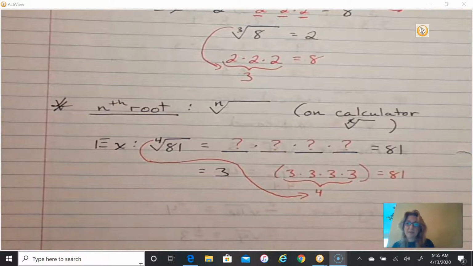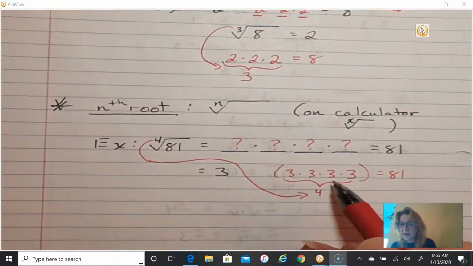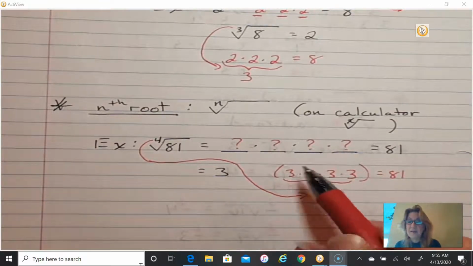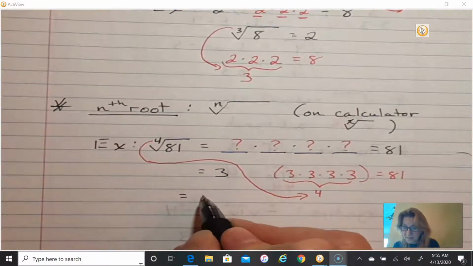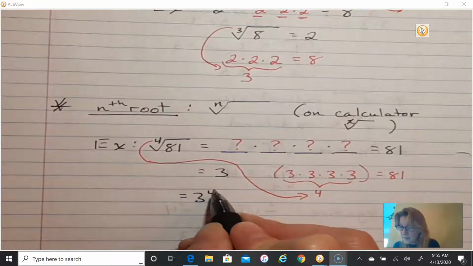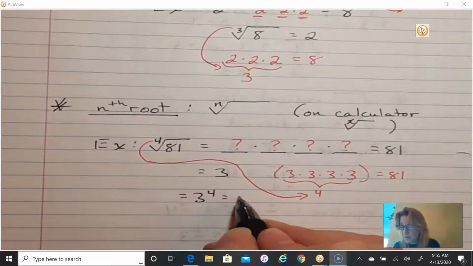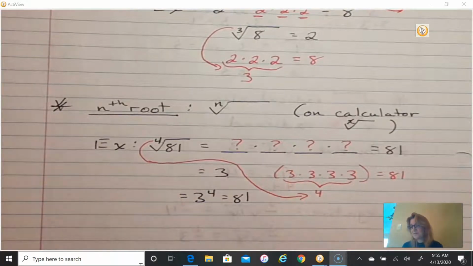See that? 3 multiplied by itself 4 times gives us 81. Looks like this. So 3 to the 4th power gives us 81. Okay, so really this stuff isn't bad. It's just trying to figure it out.